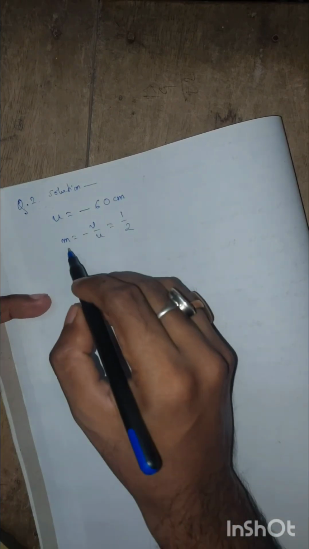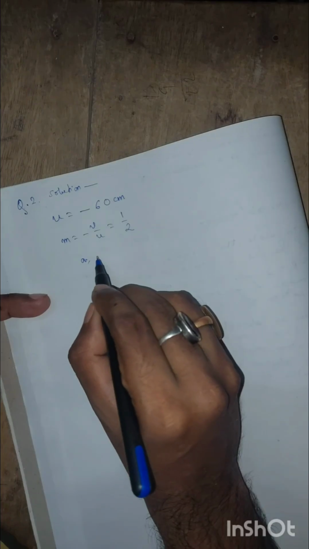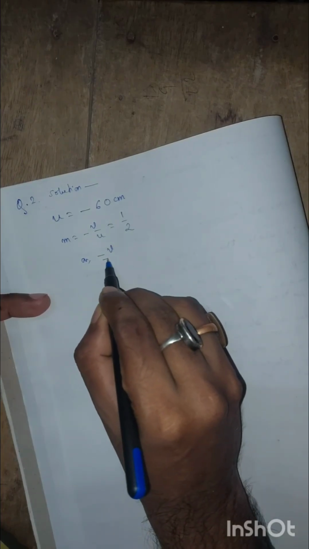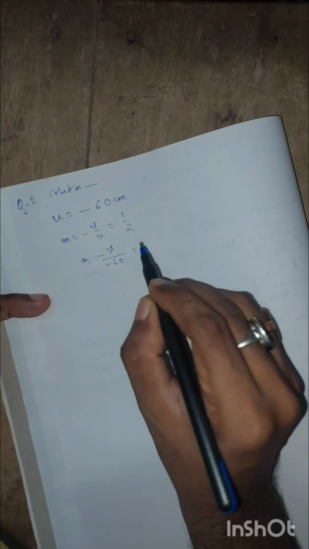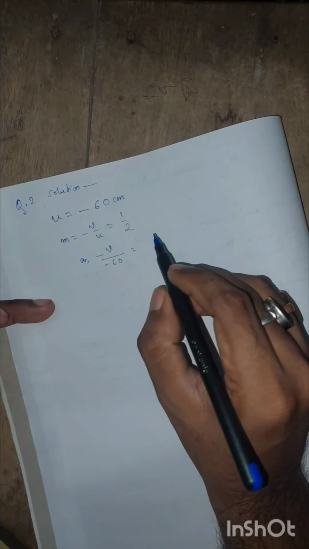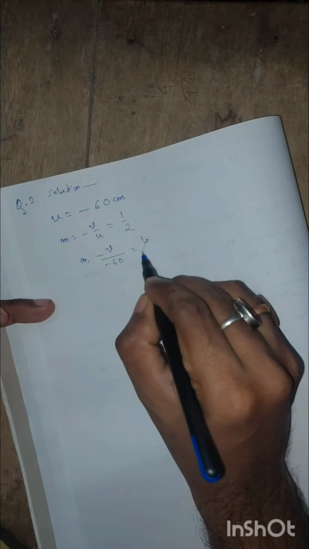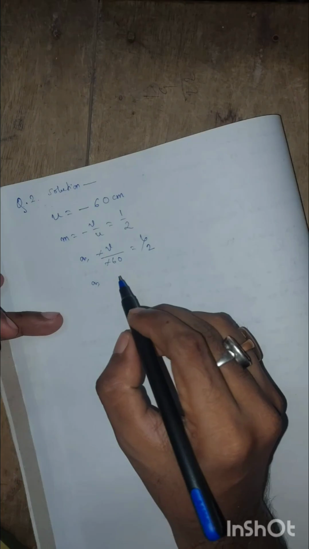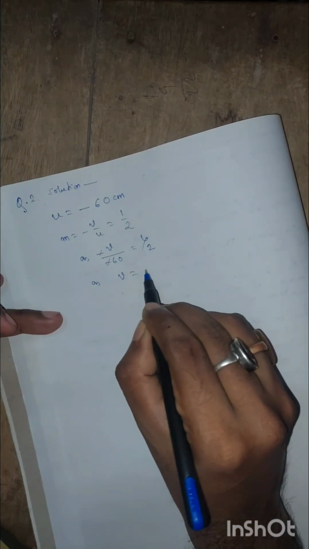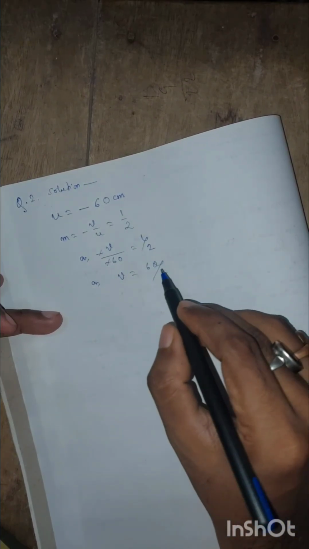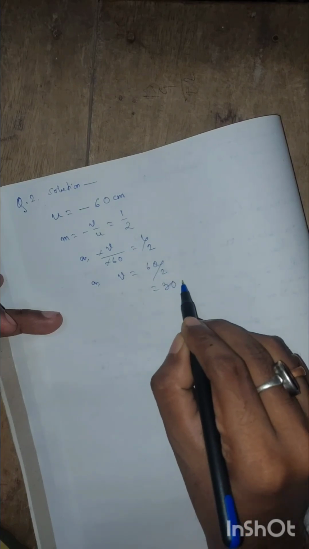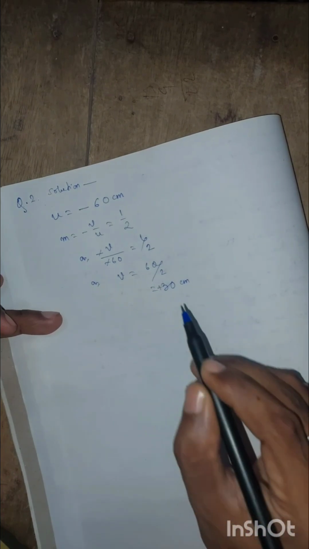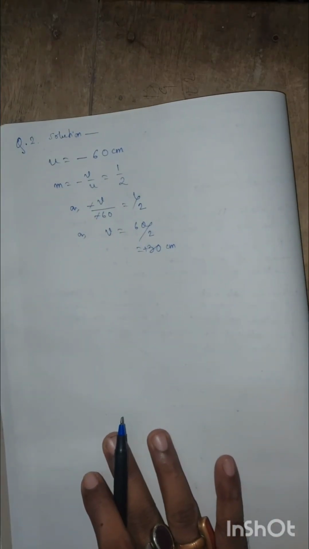So minus v by u should be equal to half, or we can say minus v by minus 60 is equal to half, or minus minus can be cancelled, so v is equal to 60 by 2, so it is equal to 30 centimeter. Positive 30. So we can say the image distance is 30 centimeter, and it is formed behind the mirror.